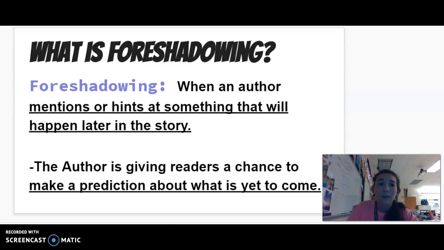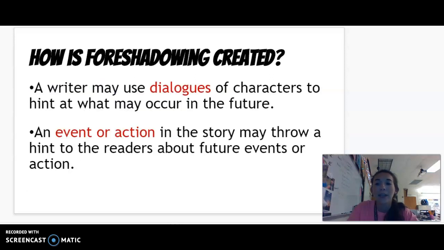Now, with that, oftentimes authors do give very clear hints in hopes that you will be able to create a prediction that is spot on with what they're going for, because they want you to have an enjoyable experience throughout their story. The way that they create foreshadowing is by creating dialogue of characters to hint at what may occur in the future. So dialogue is when characters speak to each other. This could either be through quoted lines, or some authors prefer to have characters speak where the lines are separated one after another. Characters can also have an event or action in the story which may throw a hint to the readers about future events or actions.